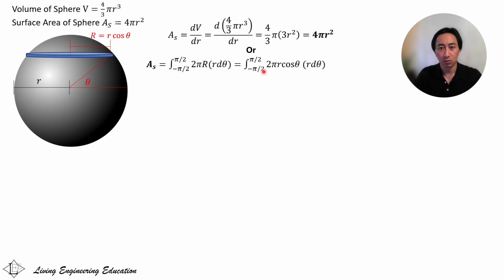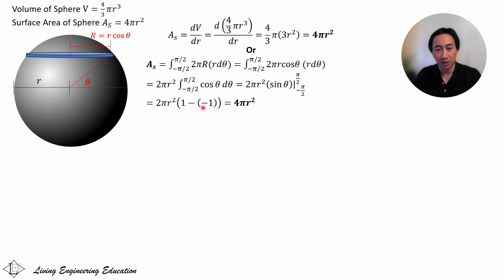And I can solve this integral. 2 pi r squared are constants, so we just multiply that by the integral of cosine theta. The integral of cosine theta d theta is just sine theta. Then we apply the limits pi over 2 and negative pi over 2. At pi over 2, sine theta is what? That's the y component, so that'll be positive 1. At negative pi over 2, that'll be the y component in the negative y-axis direction, so that'll be negative 1. So 2 pi r squared times 1 minus negative 1, or 4 pi r squared. So we get the same solution there.